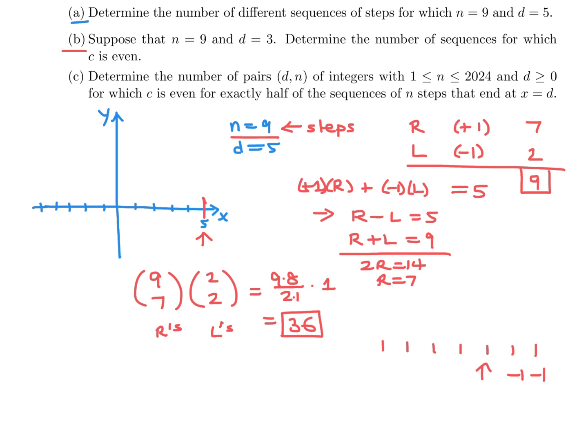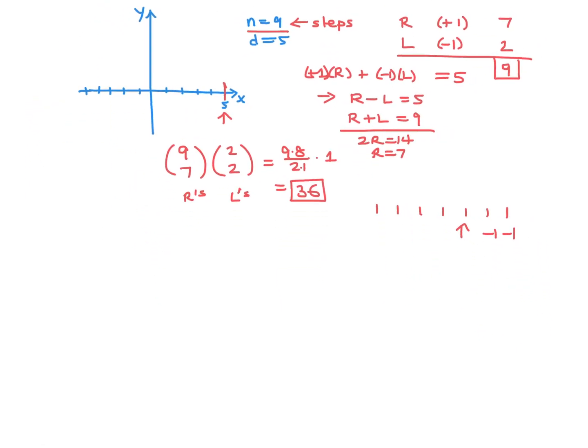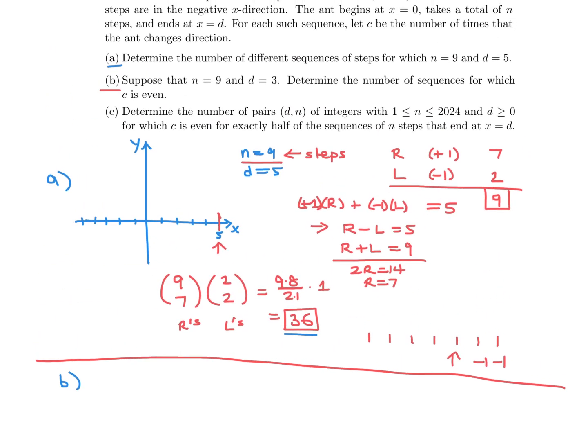Suppose that n is 9, d is 3. Determine the number of sequences for which c is even. Okay, so we're going to pretty much parallel our explanation of part A, which is up here, but this time it's slightly different, because now we're not being asked what is the total number. We're being asked to determine the number of sequences for which c is even, and c is by definition the number of times that the ant changes direction, so that needs to be discussed a little bit.